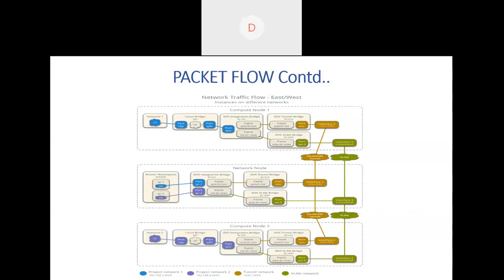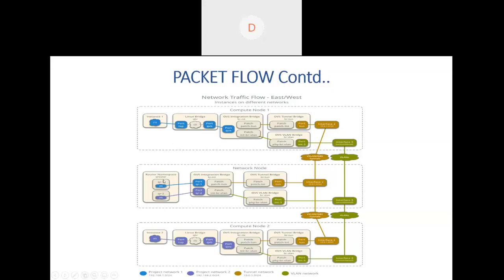So for instance one, the packet comes to the Linux bridge where the firewall rules are applied, and in the integration bridge some OpenFlow flows are applied. From the tunneling bridge, some VXLAN tunneling happens. Now, instead of going to VM2, this time it goes to the network node, because the network node is the one actually handling the router. So from its tunneling bridge it comes to the network node's tunneling bridge, then to the network node's integration bridge. Now it comes to the router namespace, basically.